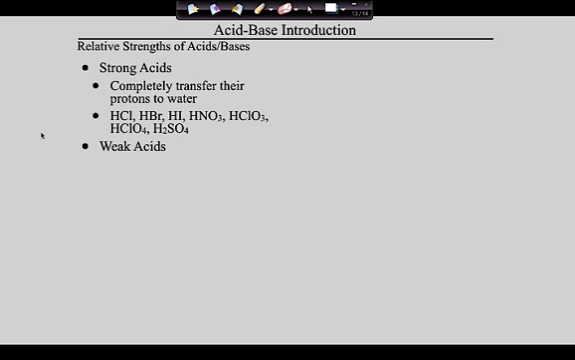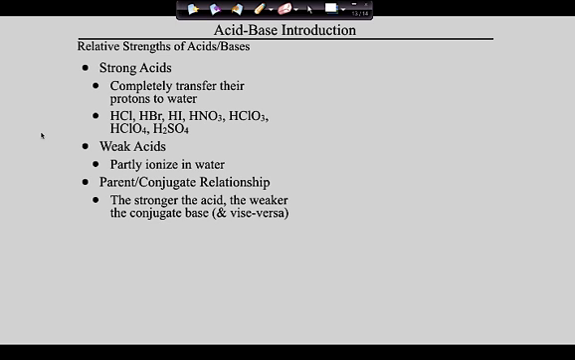So then what about the weak acids? Guys, weak acids only partly ionize in water. And again, why is that true? Because their conjugates can function as bases, and as a result, they can take these protons back in. So this brings us again to this relationship between the parents and the conjugates. And guys, fundamentally, we already wrote this down, but I want to show it to you graphically.